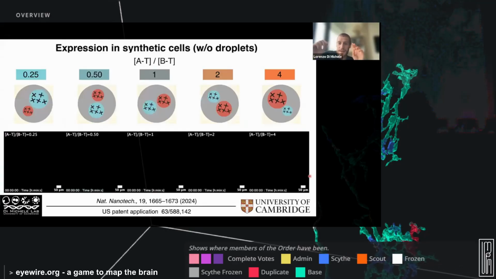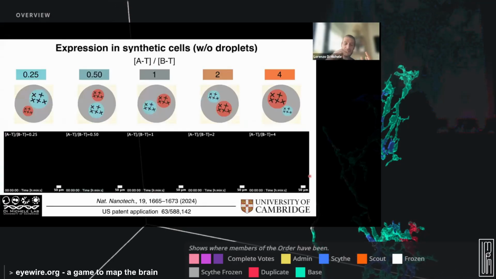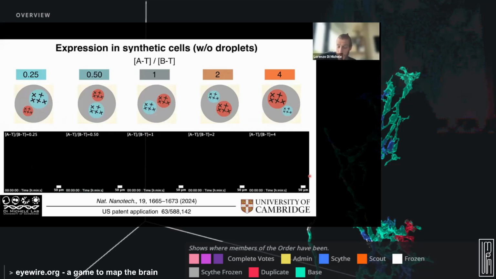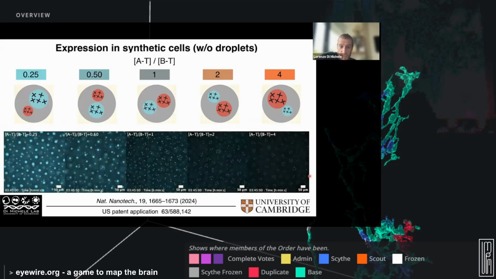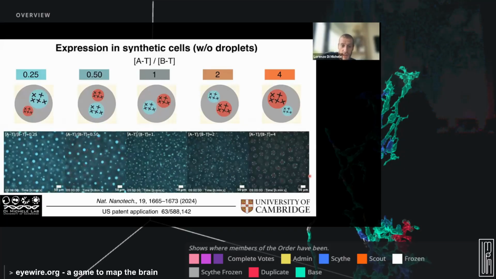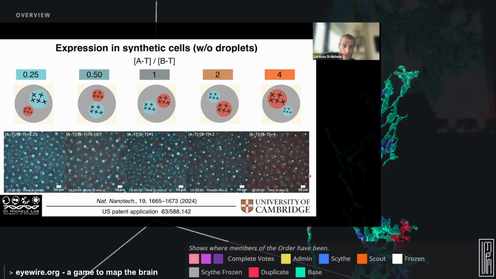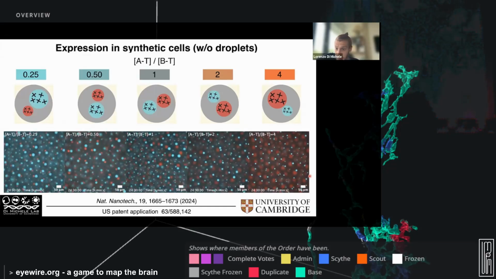You can also express them in synthetic cells, the very simplest version of which are water-in-oil droplets that contain your in vitro transcription machinery, your genes. And if you let this reaction run, you see that soon each of these water-in-oil droplets will form exactly two condensates, one cyan and one red.